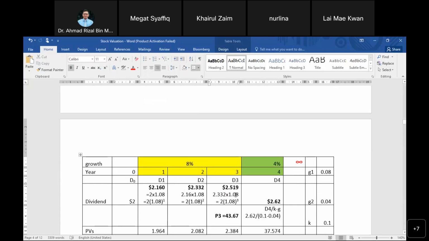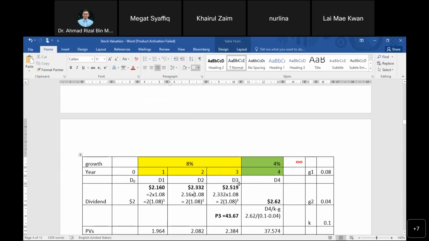Now, due to the decimal places, sometimes the figure may differ a little bit, but as long as it is within the range of the answer, no issue. I understand because sometimes you take 3 decimal places or 4 decimal places and whatnot. So you have 2.16, 2.332, 2.519. You have D1, D2, and D3.